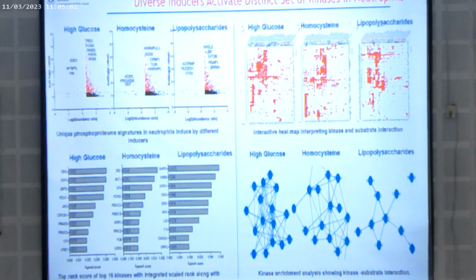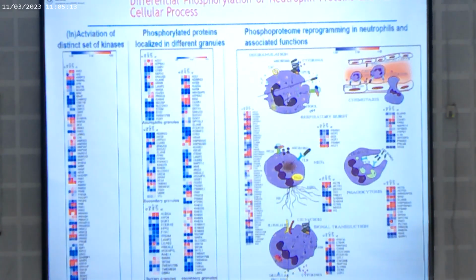So we also did the upstream kinase analysis in NBCR, and then we see the patterns are different. Which means that the kinases which are upstream of all of these stimulations are different. So they all induce LEDs in different ways. That is the take home message over here.